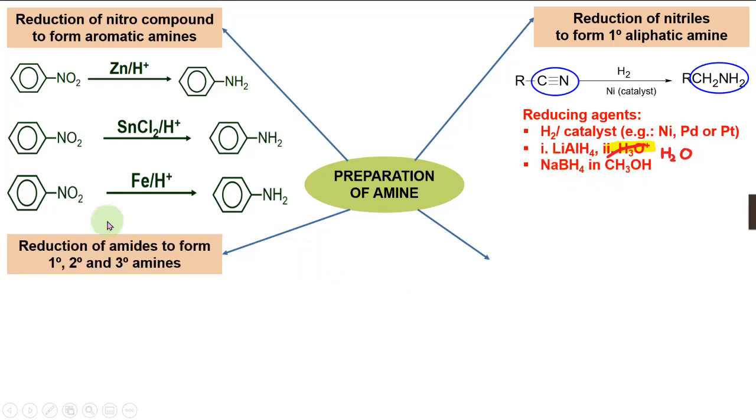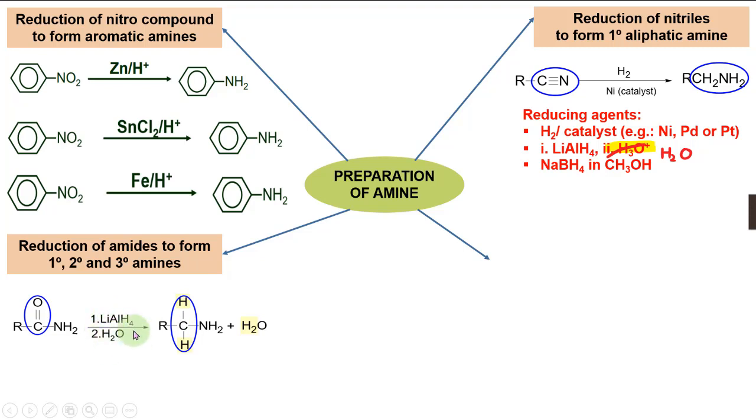Alright, the next method is the reduction of amides to form primary, secondary, or tertiary amines, depending on the type of amide used. In general, the C double bond O will be reduced into CH2. Recall that for reductions, either you take away the oxygen or you put in extra hydrogen. The reagents and conditions: first step, lithium aluminum hydride followed by water.